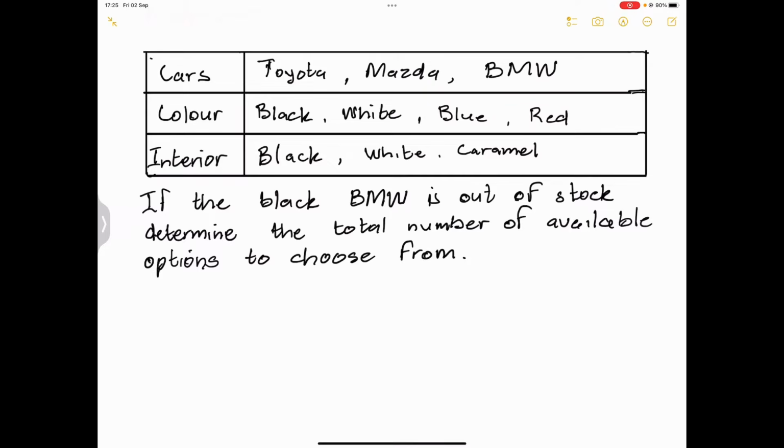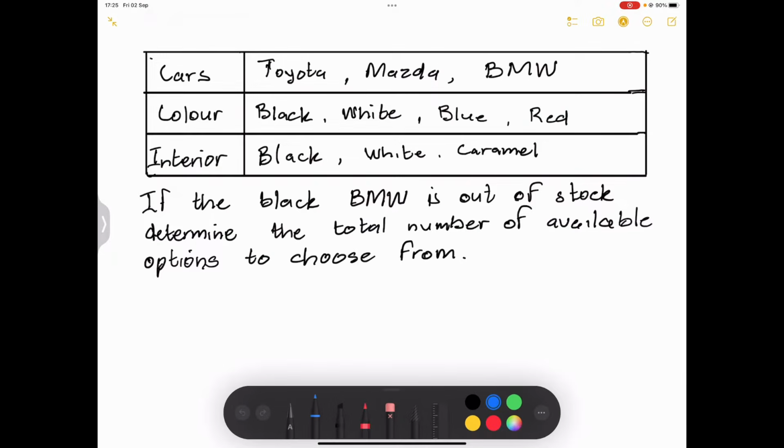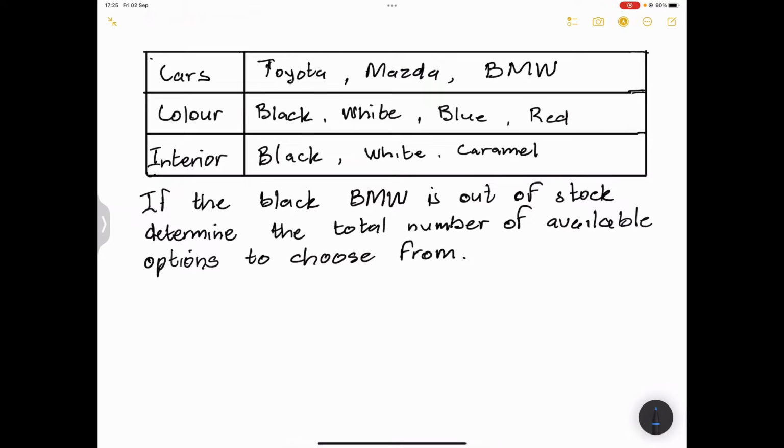Of course, if all the colors were available, if all of the makes were available, all we could simply do was to say that the total number of outcomes would simply be, how many cars do we have? We've got 3 cars. We've got 4 options in terms of color, but also we've got 3 options in terms of the interior.